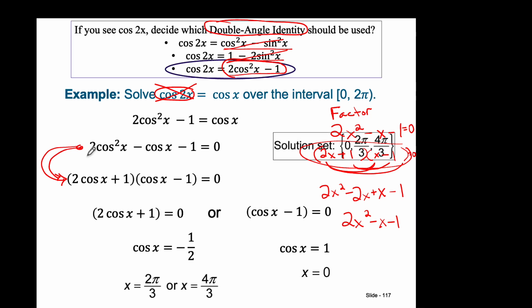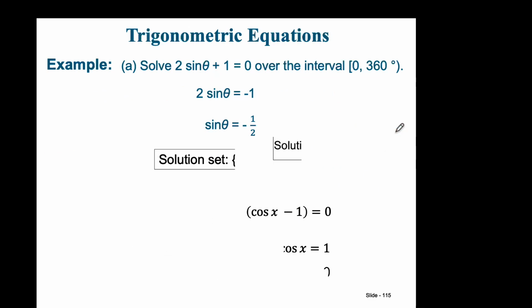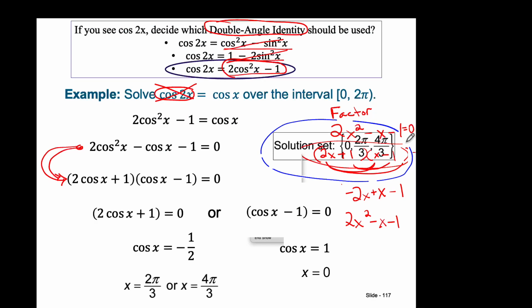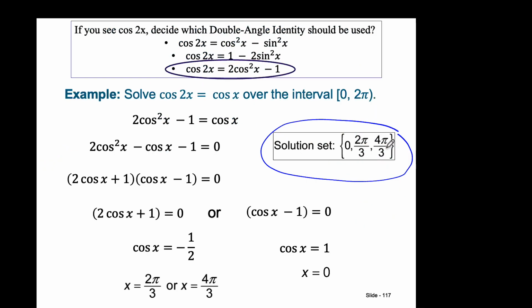Making the solution set 0 radians, 2 pi over 3 radians, 4 pi over 3 radians, all within this interval, and those are the three solutions that would make cosine of 2x equivalent to cosine of 1x.